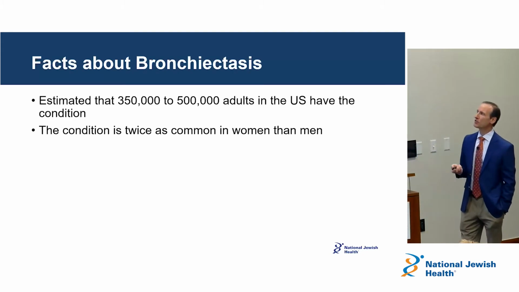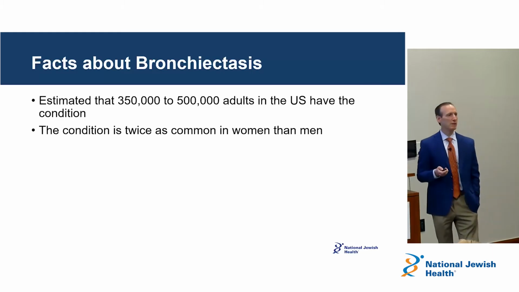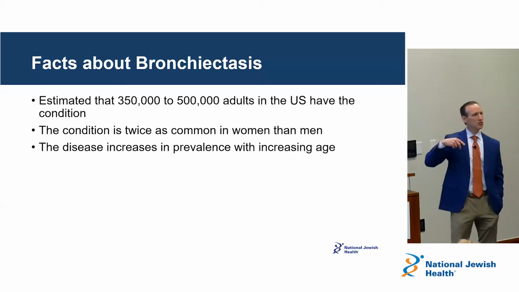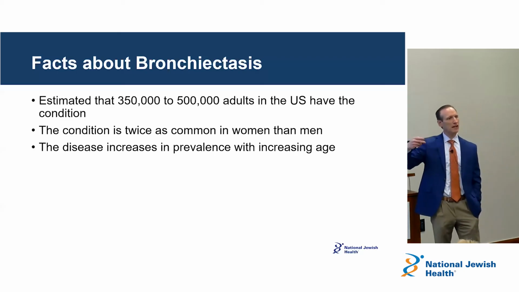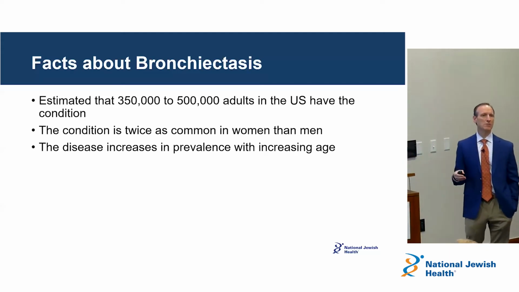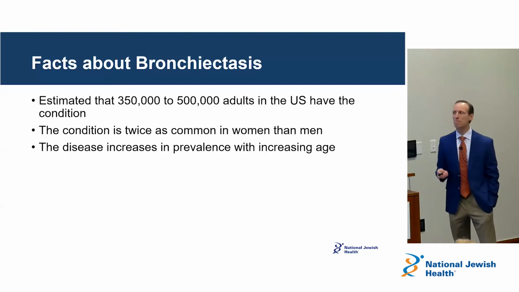So the condition's twice as common in women as compared to men. It is increasing in prevalence, so it's becoming more common as patients are aging. So we're more likely to find bronchiectasis in somebody over age 60 than somebody under age 30.